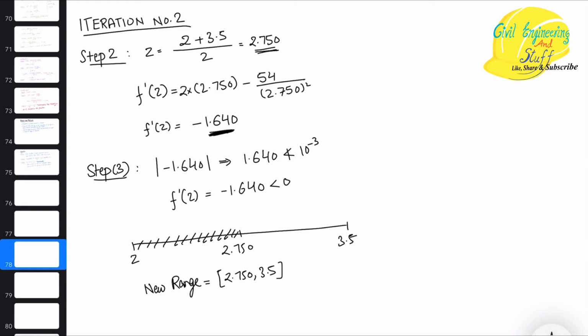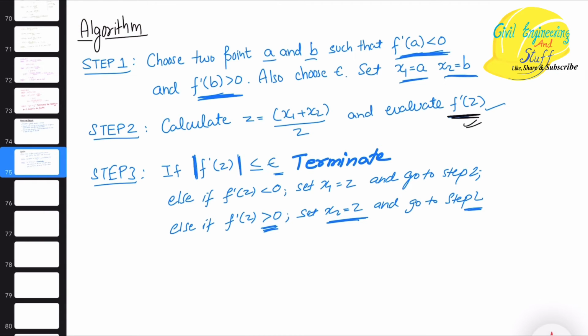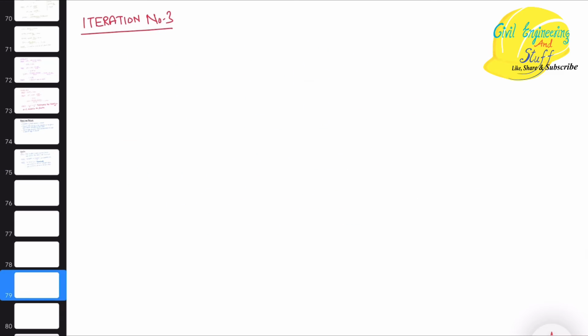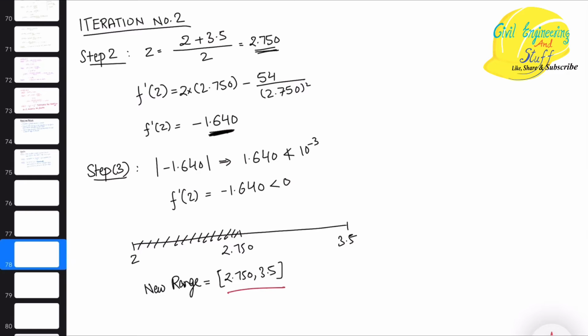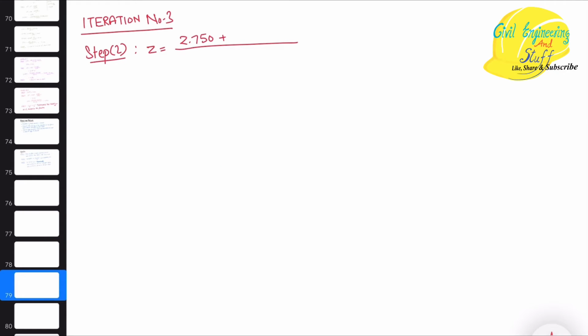Let's move to iteration number 3. Again in iteration number 3, we have to move back to step number 2, that is, find the z value and f dash z value. So for the z value, what was the new range? 2.750 comma 3.5. So 2.750 plus 3.5 divided by 2 will be equal to 3.125. All right, solve it as we move along.